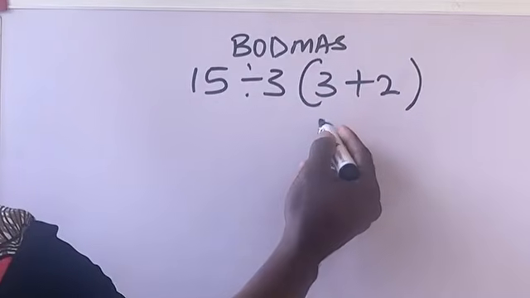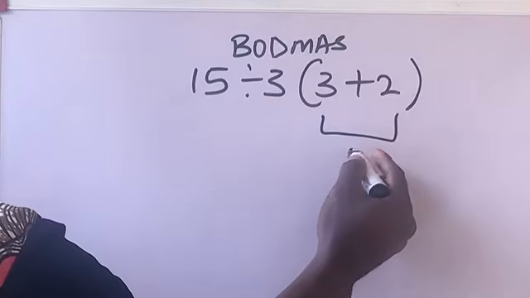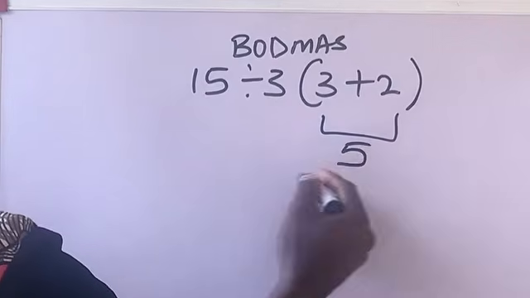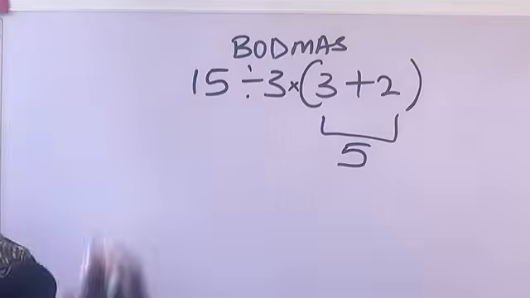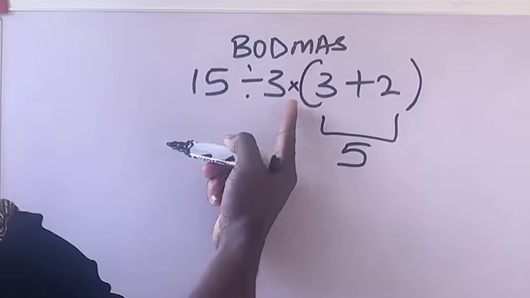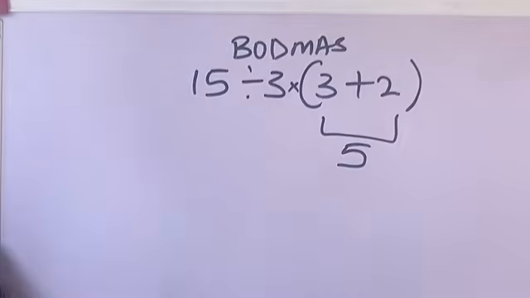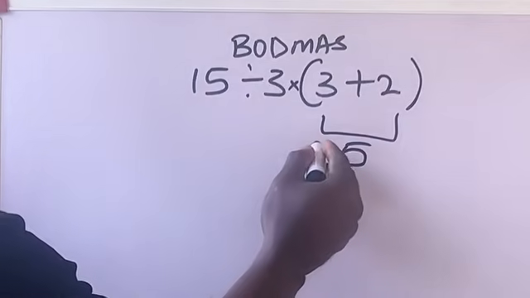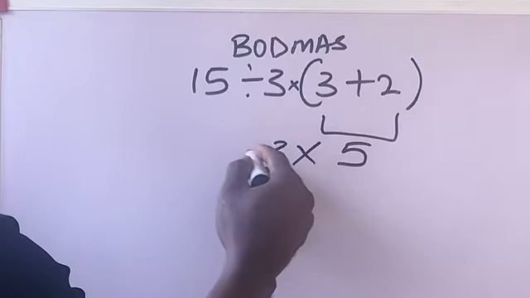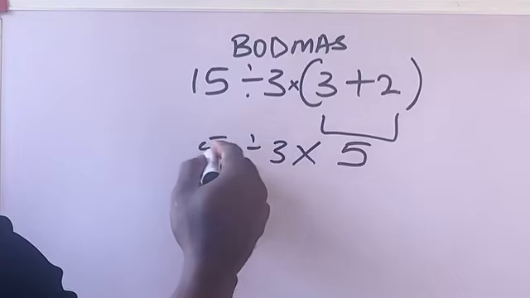So if we have to solve this correctly, 3 plus 2 is equal to what? 5. Remember, there is invisible multiplication here. When a number is close to a parenthesis, any parenthesis, it means times. You have to times that number. So times 3 divided by what?